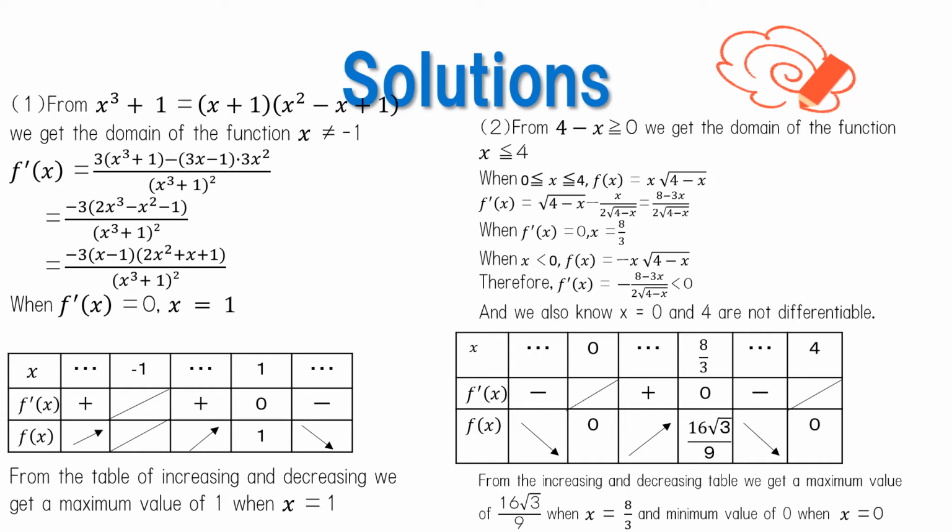This equals negative 3 parentheses 2x cubed minus x squared minus 1 parentheses over parentheses x cubed plus 1 parentheses squared, which equals negative 3 parentheses x minus 1 parentheses times parentheses 2x squared plus x plus 1 parentheses over parentheses x cubed plus 1 parentheses squared. f prime of x equals 0 when x equals 1. The table of increasing and decreasing is as follows. From the table, we know that at x equals 1 the maximum value is 1.